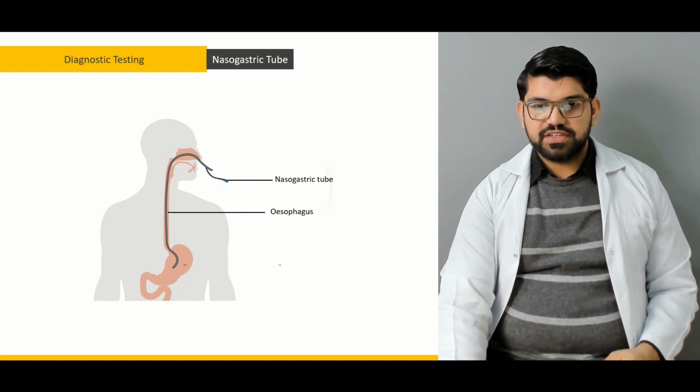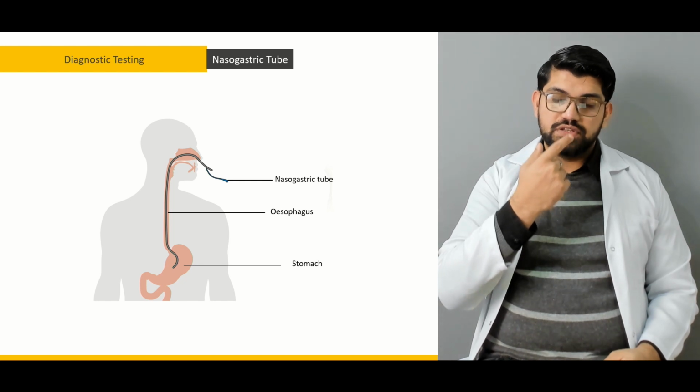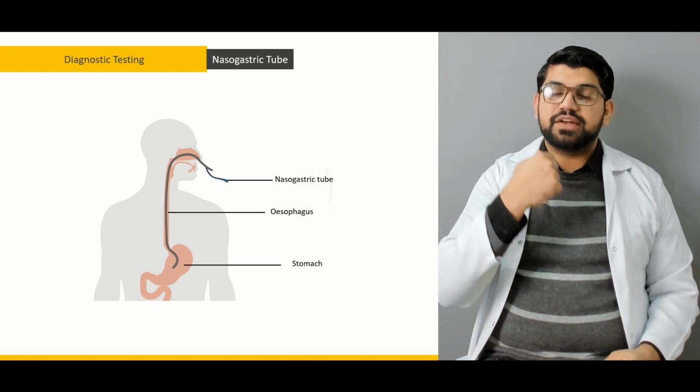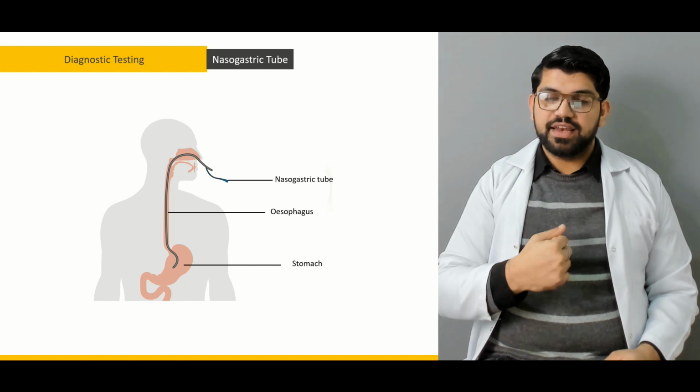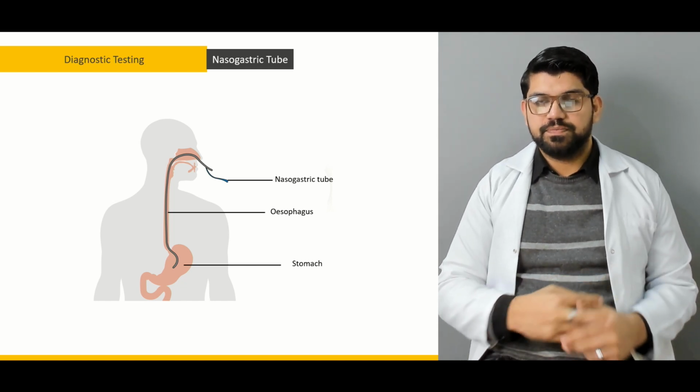So this is the esophagus, this is the stomach. You put a tube from your nose, from the nostrils, back to the esophagus and then into the stomach. That's a nasogastric tube.